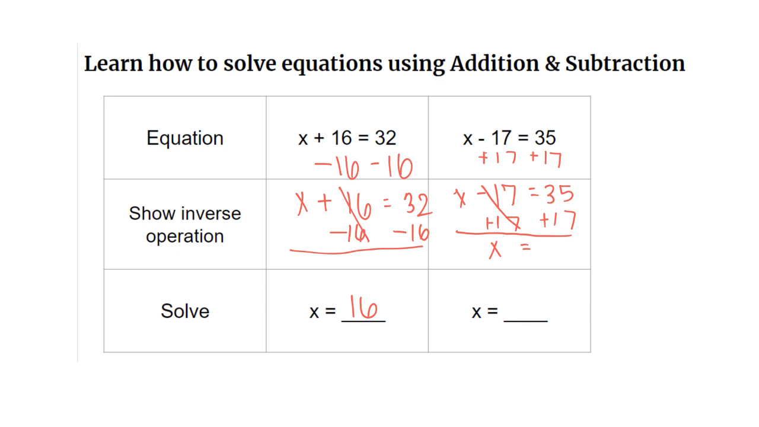And then 35 plus 17, if I just add, I know 5 plus 7 is 12. Carry that extra 1. 3 plus 1 is 4, plus another one is 5, so 52. So x is equal to 52.